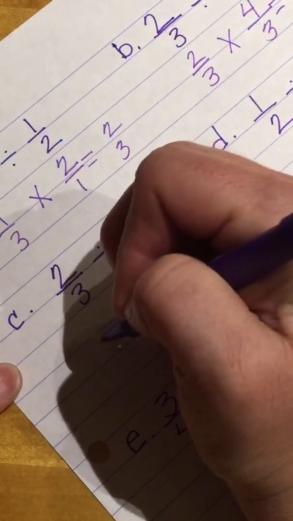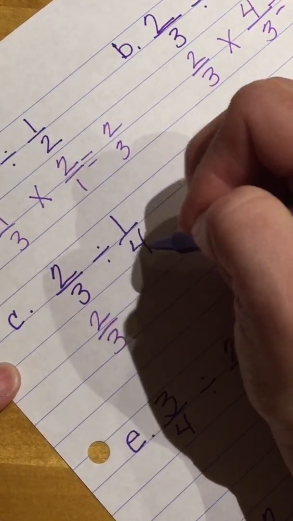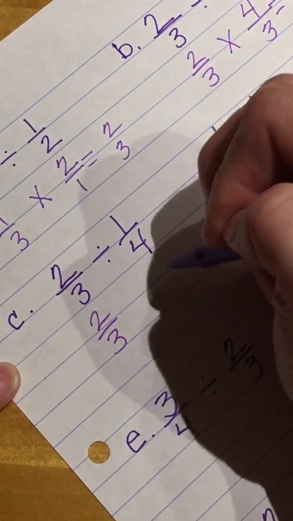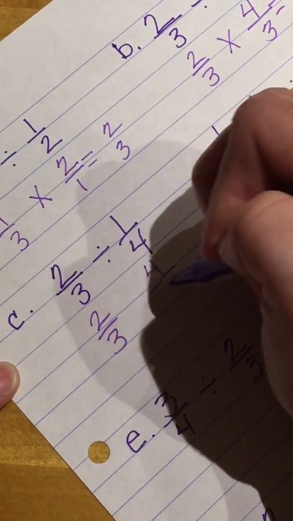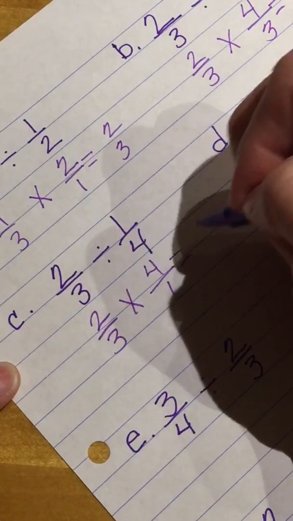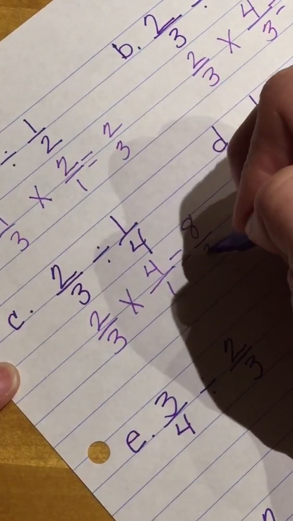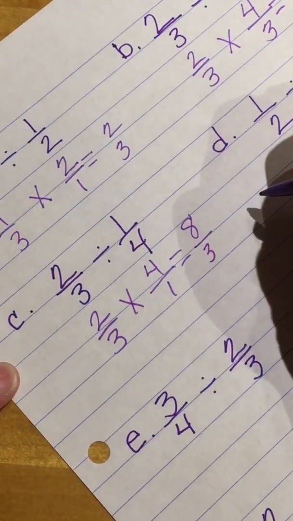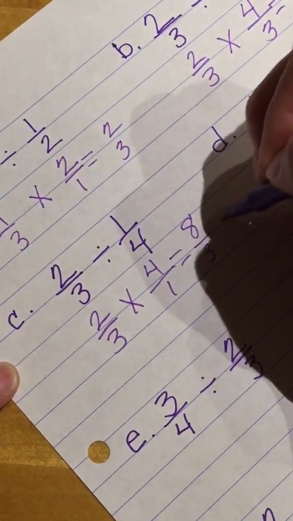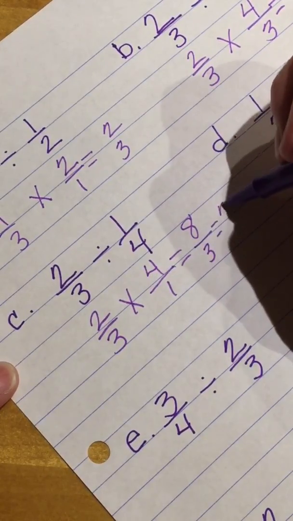C, I have 2/3 again. Now I need my reciprocal of a 4th, which is 4/1. Turn this into multiplication. 2 times 4 is 8. 3 times 1 is 3. Now I have an improper fraction, which I know that you all know you need to change this into a mixed number. 3 goes into 8 2 times.